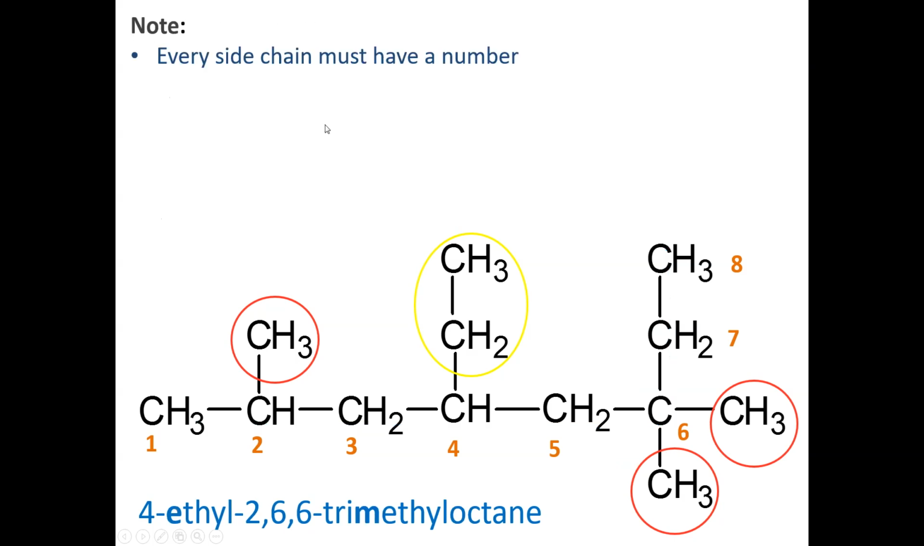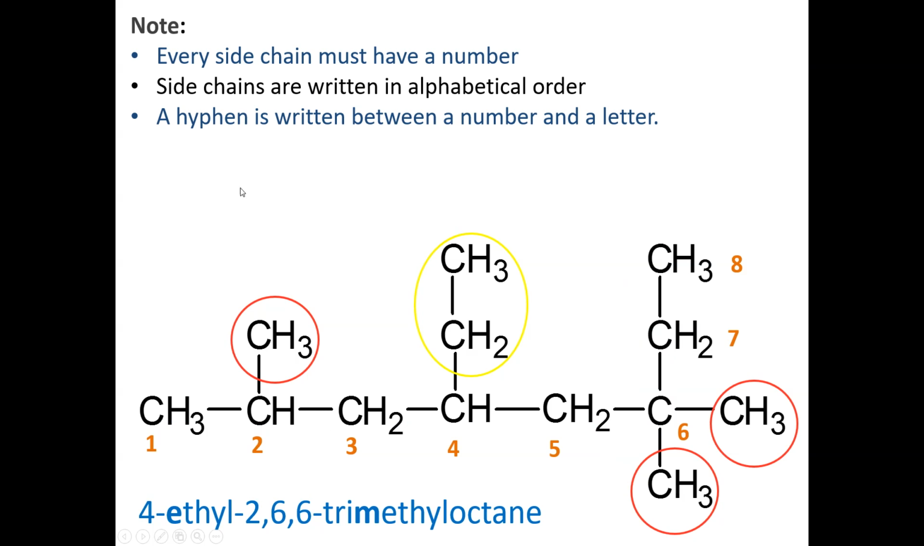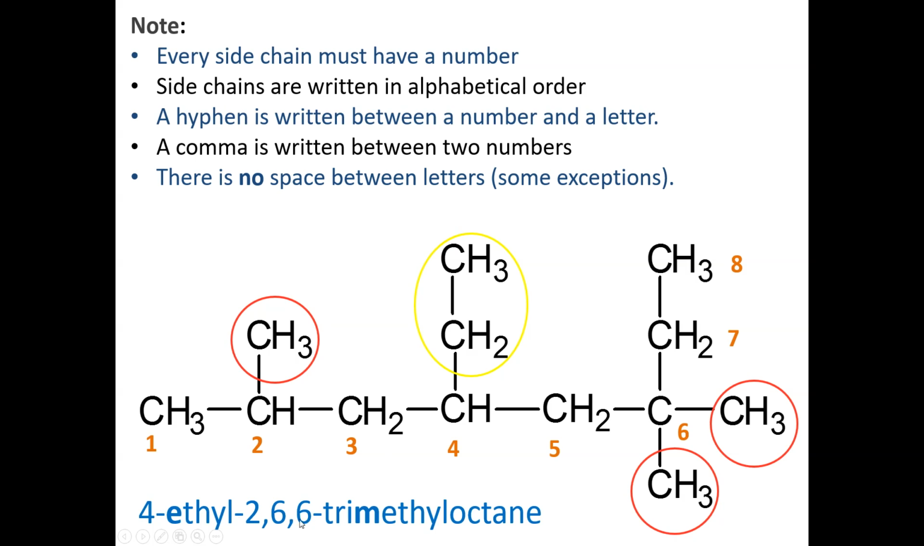So looking at these further rules, every side chain must have a number. The side chains are written in alphabetical order. And again, we've got a hyphen between letters and numbers, a comma between numbers, and there is no space between the letters. This trimethyloctane is all one word, apart from the acid exceptions. So I hope you can now crack the code of organic nomenclature.